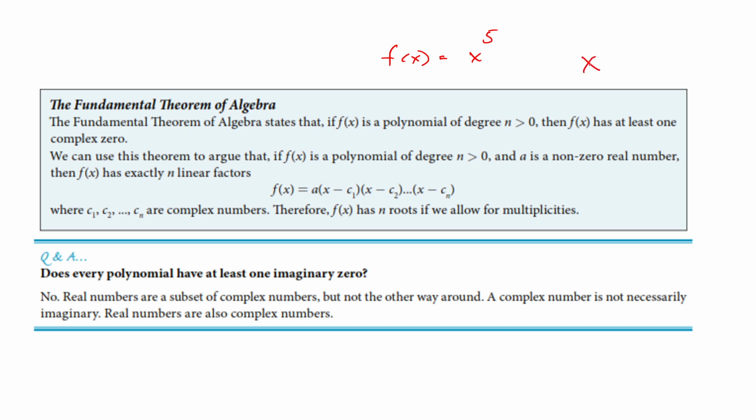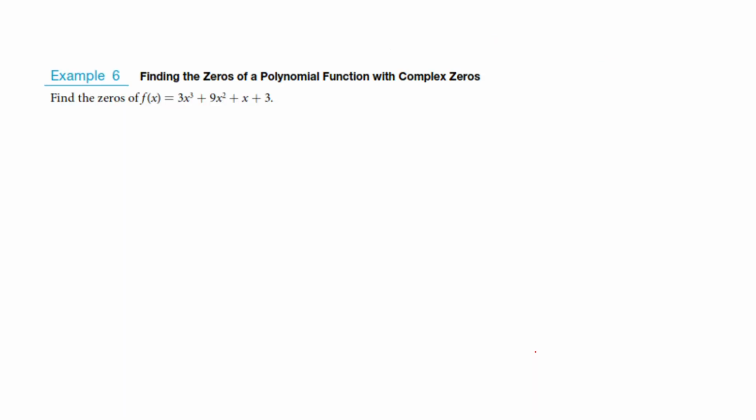So if we had x to the 8th, then we're going to have to come up with 8 different roots. Some of them may be complex. A complex root isn't going to show up on the graph, so it's not going to cross the x-axis or touch it, but it has to be a value. So let's dive in here. I'll show you what I mean.